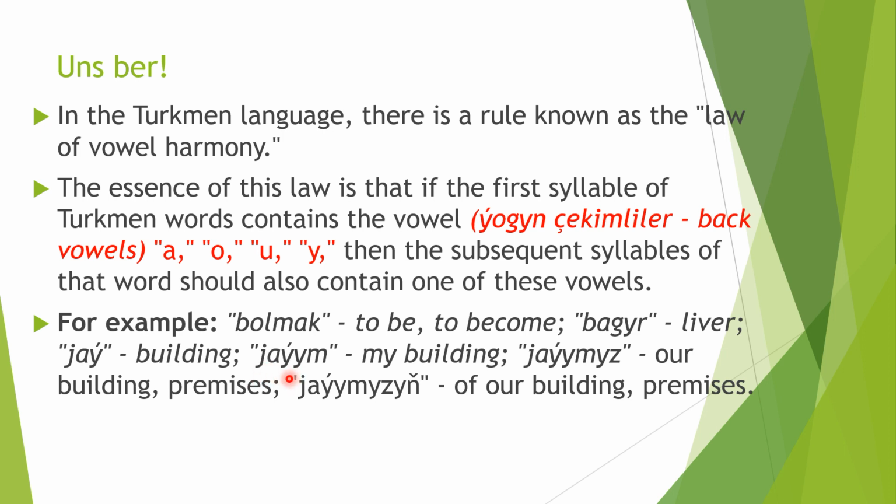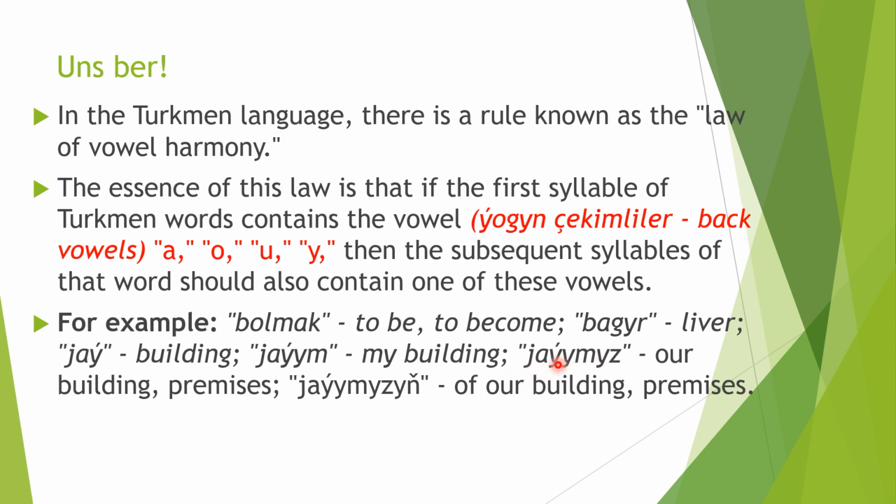We have many variants of suffixes in order to say my. After the object, we can add many suffixes. So among all of them, we need to choose the correct suffix. This is the rule which helps us to choose the correct one. The word is jay, a is ýogyn çekimli, then we choose the suffix which also contains ýogyn çekimli. As a result, jayım, my building.